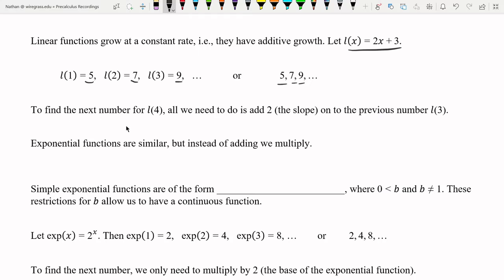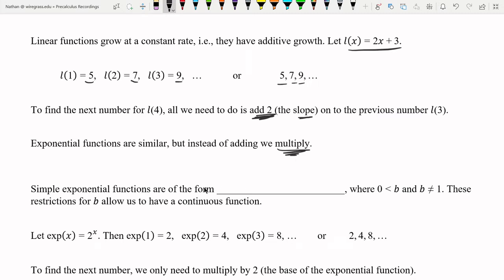All we have to do to find the next number is add 2, which is the slope. And that's the key thing with linear functions: they have a constant rate of growth. All you have to do is add the slope to the previous number to get the next one. Now, exponential functions are similar, but instead of adding, we're going to multiply to get the next number.